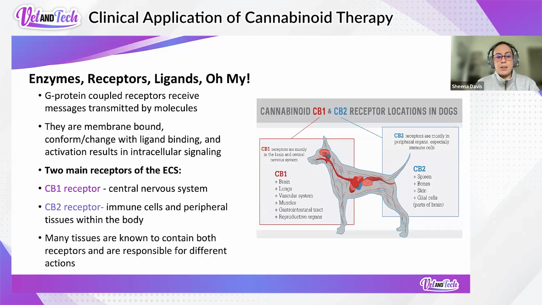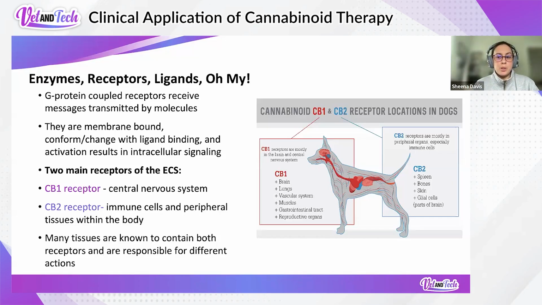So what we're looking at are G protein coupled receptors. These are things that receive the messages and the molecules from the presynaptic to the postsynaptic and then back again to kind of tell them that we're done. They are membrane bound. They can change shape with the ligands that are binding to them to either activate or deactivate something. So they're helping with the intracellular communication.